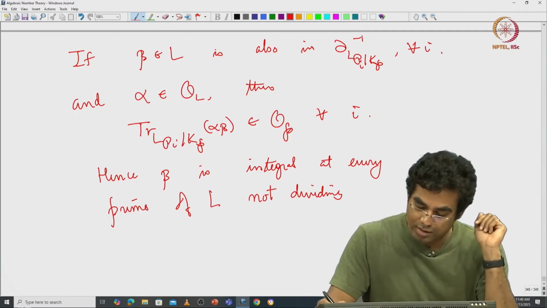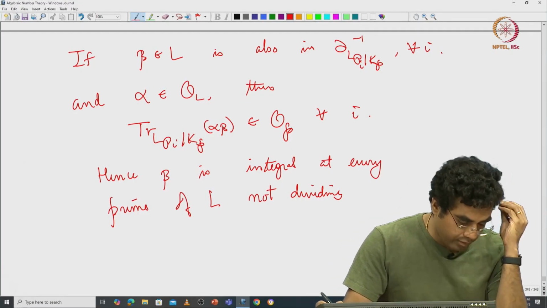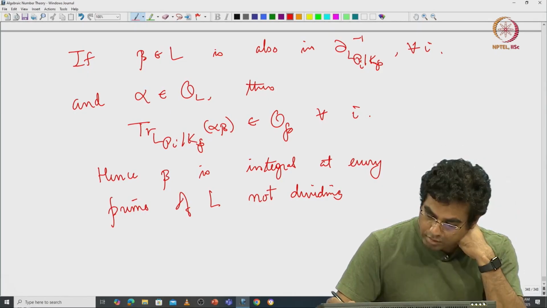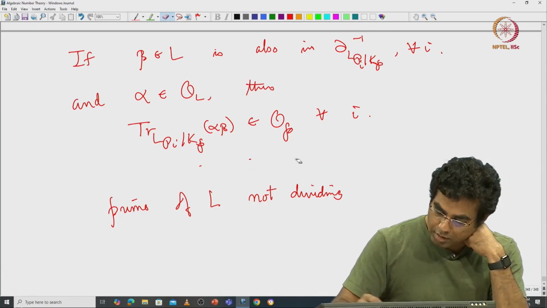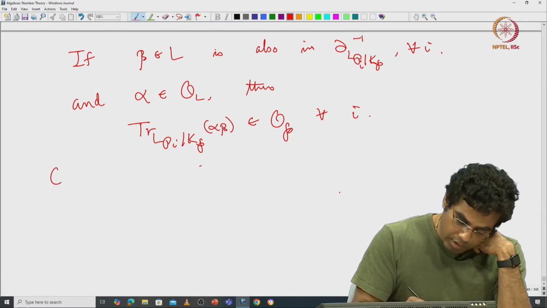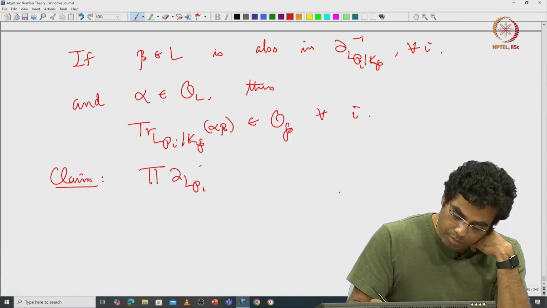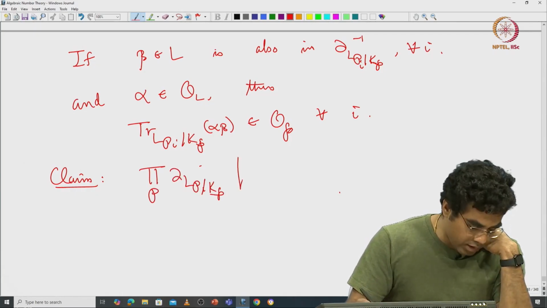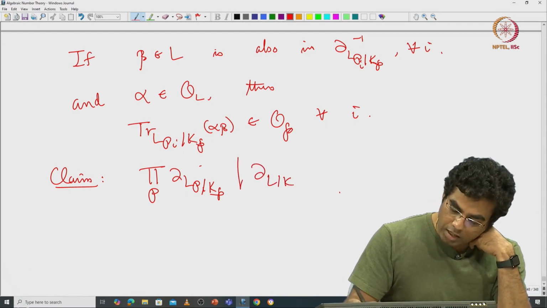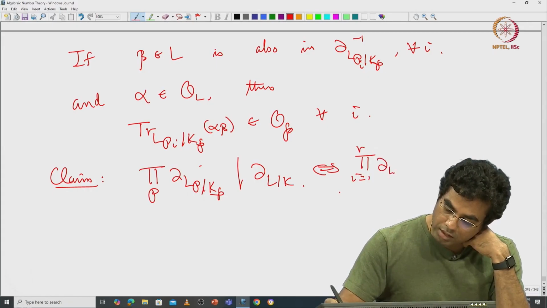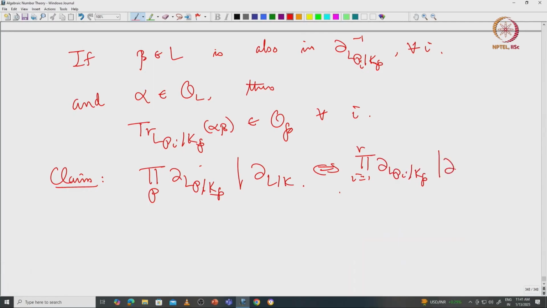Let me try that again. So, my claim is that the local different divides the global different. Let me remove this part and say the following. I do not think we will be able to finish this today. So, my claim is that the product of the different of L_P over K_p divides the different of L over K, but this is the same as saying that the product over i going from 1 to r of the different of L_{P_i} over K_p divides the different of L over K for all p.